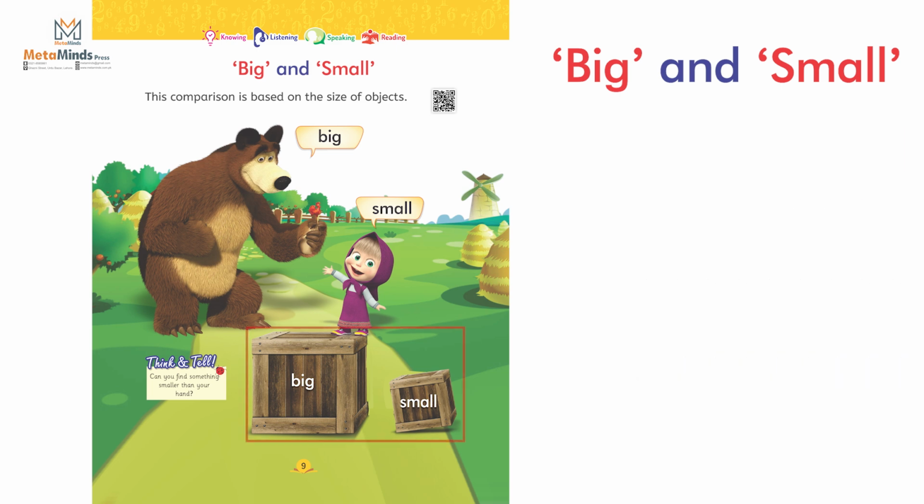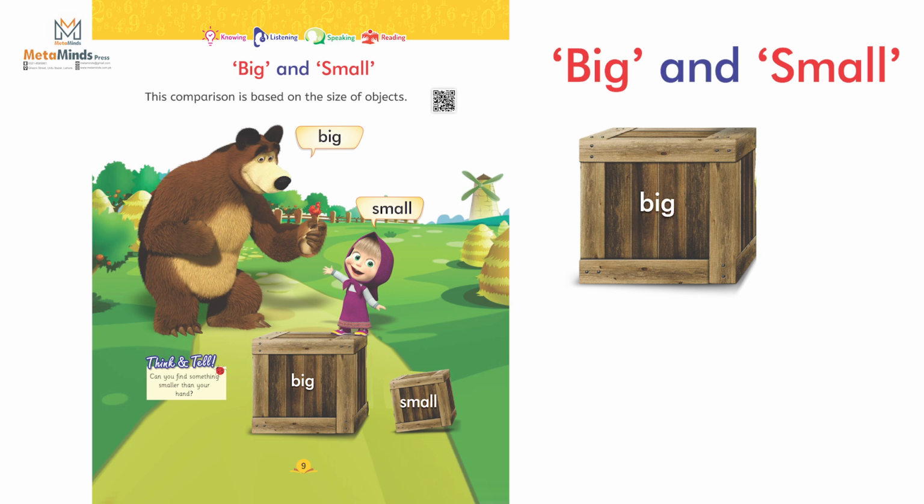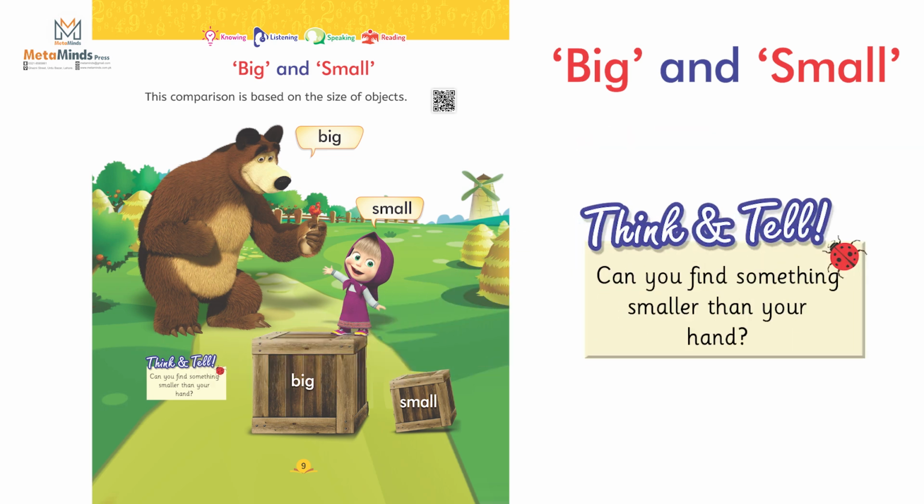There are two boxes here as well, and here is the big box and here is the small box. Okay, a little question over here as well. Can you find something smaller than your hand? Oh my god, it's a riddle, an interesting one. Your hand is quite small, right? So can you find something which is smaller than your hand around you? Anything? It can be an eraser, it can be a sharpener. Yes, so these two things are smaller than your hand.